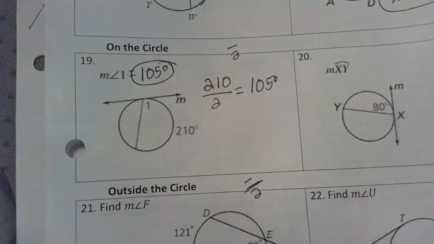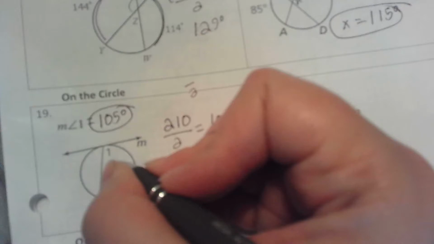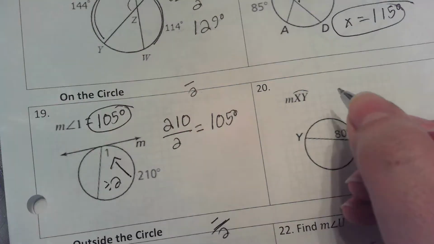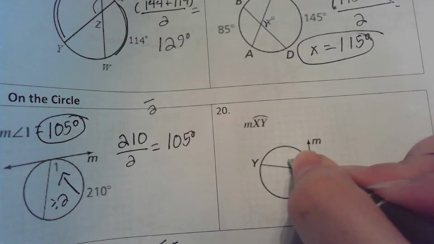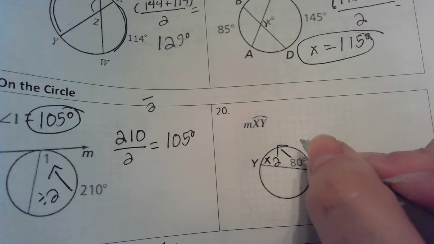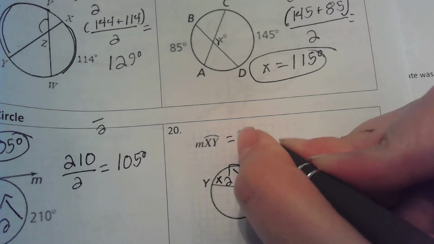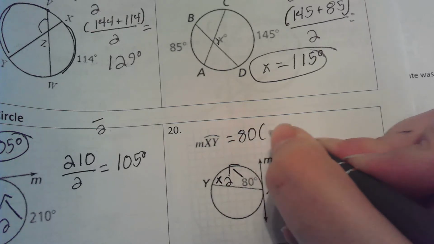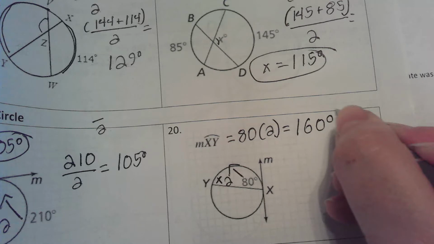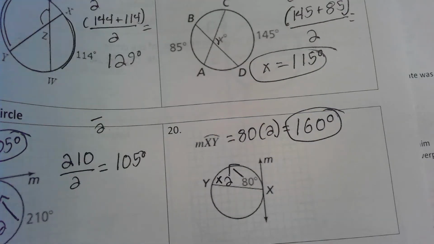Okay. This one, we have the arc to angle, right? So if we're going angle to arc, divide by 2. For this one, we're going from angle to arc, so we're going to multiply by 2. Okay, just like we did with the inscribed angle. So I'm going to multiply 180 times 2, and I get 360 degrees. So the measure of arc XY is 160 degrees.